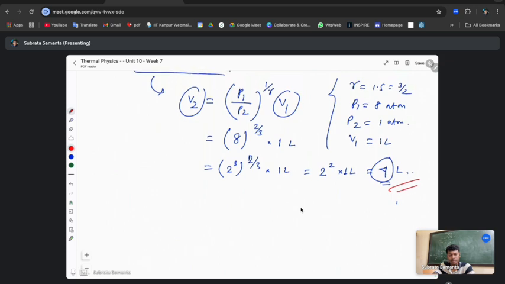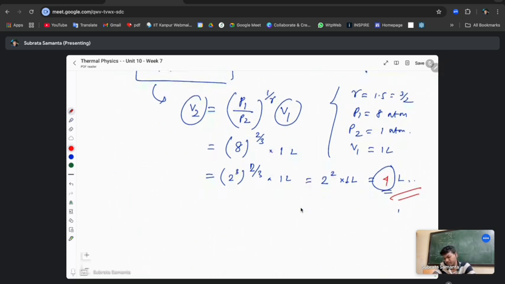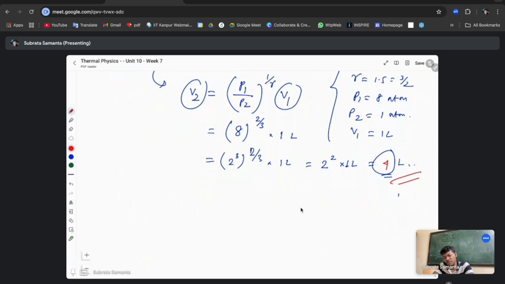Any doubts so far? Okay, so this is 4 liter, right? So now we know what V2 is. So I have to calculate the work done, right? For an adiabatic process, how do we calculate the work done? So again, this is basically dW, which is minus P dV, right?